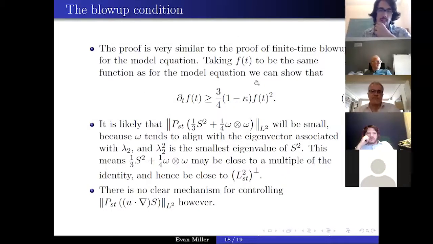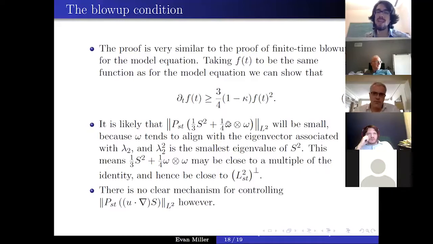And so the proof is, like I said, very similar to the proof of blowup for the model equation. You just have to keep track of the drop term and use the constraint condition to track that. I'll say that it's likely that the projection of 1/3 S squared plus 1/4 omega tensor omega will be small, because there's an observed tendency that the vorticity tends to align with the eigenvector associated with lambda 2, the middle eigenvalue. So the dominant alignment for the vorticity is with the middle eigenvector. And lambda 2 is the middle eigenvalue, but it's the smallest in magnitude. So lambda 2 squared is the smallest eigenvalue of S squared.